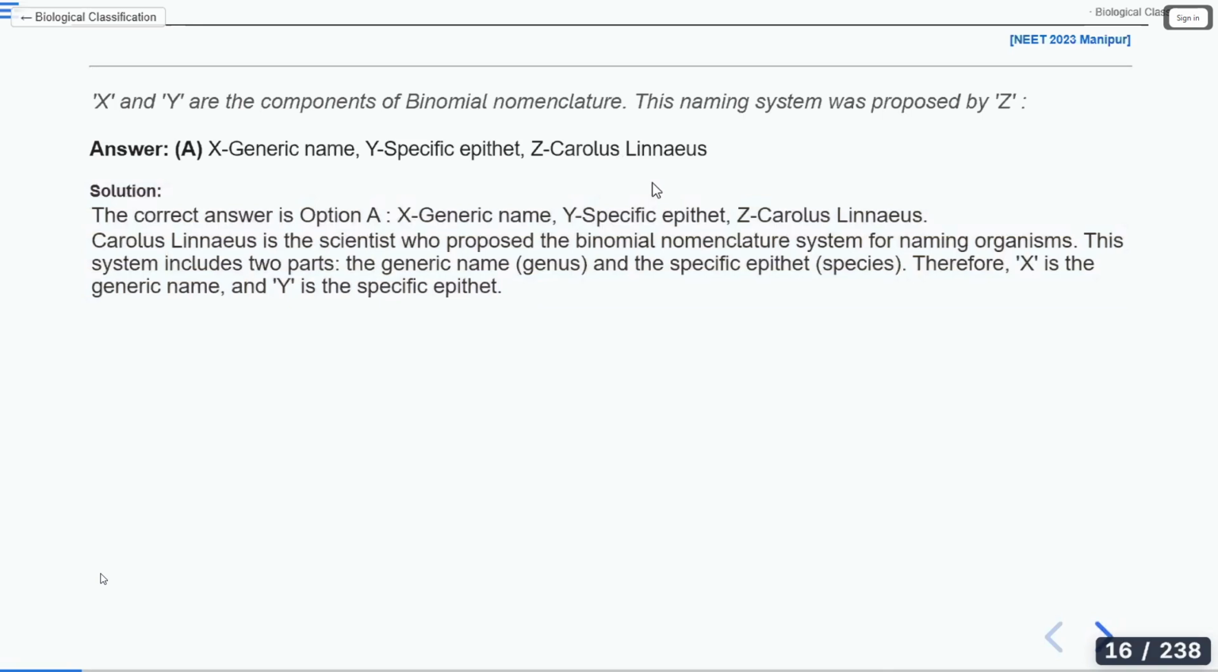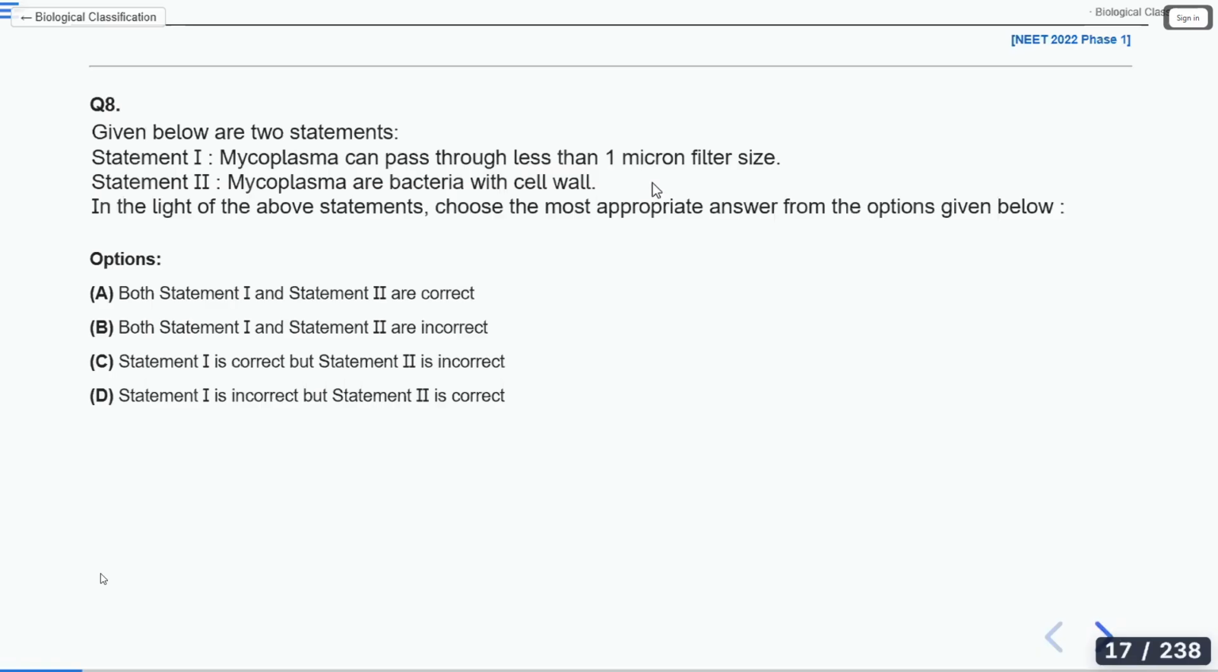What do you mean by binomial nomenclature? Naming any organism using two words is known as binomial nomenclature, and it is proposed by Carolus Linnaeus. Okay, fine. Next question.